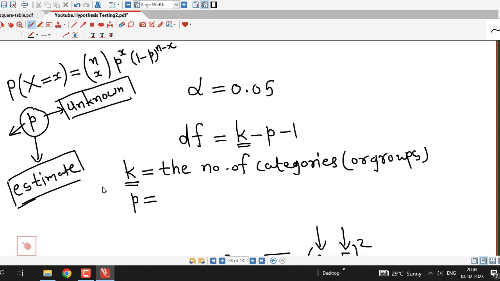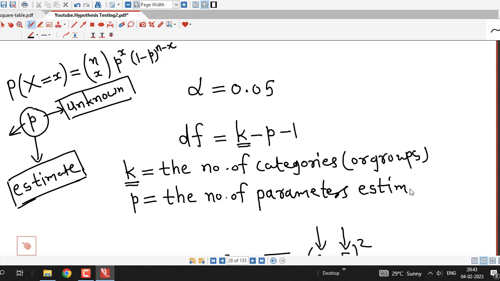So whatever number of parameters we have estimated using sample data, that is denoted by small p here. So small p is the number of parameters estimated from the sample data.